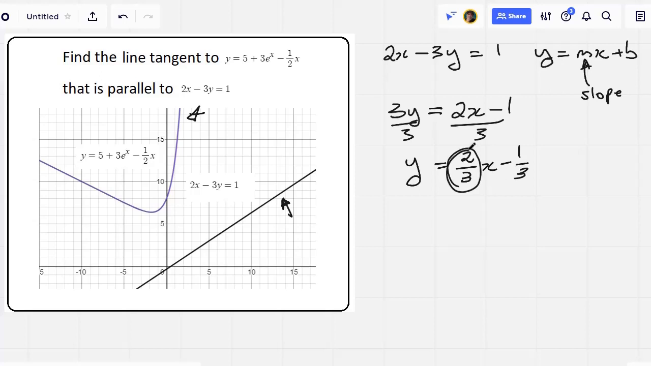And all we're interested in is this number here. We're just interested in the slope, and we can just throw everything out. That's all we wanted from that line. So now we can actually reword this question: find the line tangent to a curvy line that simply has a 2/3 slope, because we've gotten everything that we need out of the equation for a straight line.